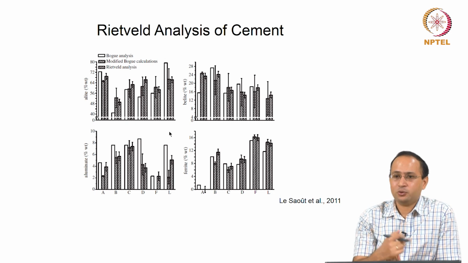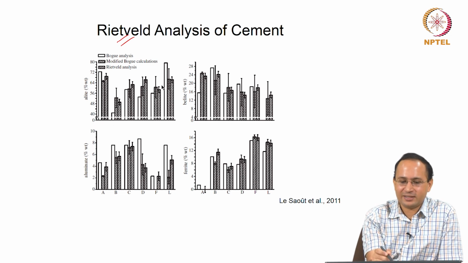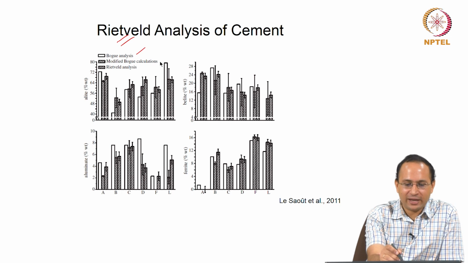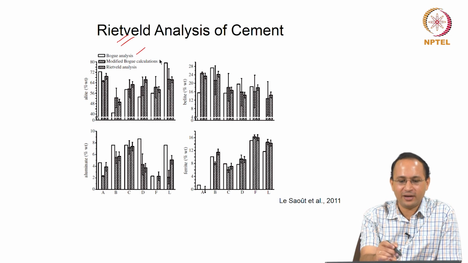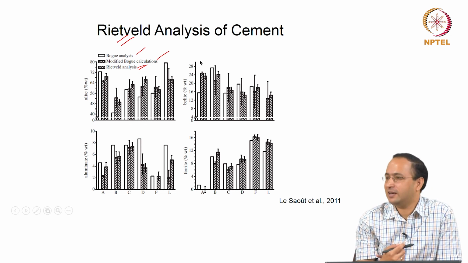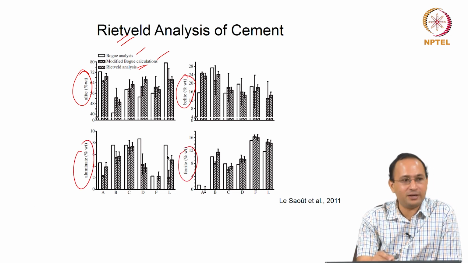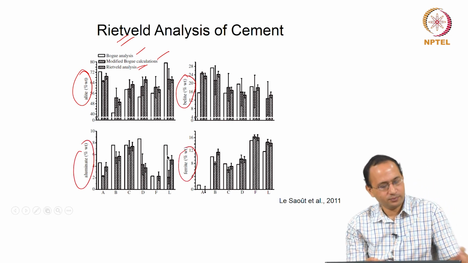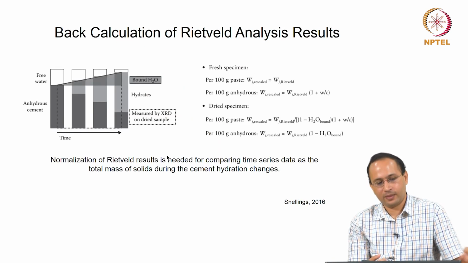Using quantitative X-ray diffraction, for example Rietveld, you can determine the various phases. In this case, you have different cements where you have compared the Bogue analysis. You can also get the phase assemblage using the Bogue formulation. There is a modified Bogue formulation, and this is a Rietveld analysis. There is a very close agreement between the modified Bogue calculation and the Rietveld analysis. You can identify all major phases: alite, belite, aluminate, and ferrite. That is the application of X-ray diffraction. You can quantify your phases.